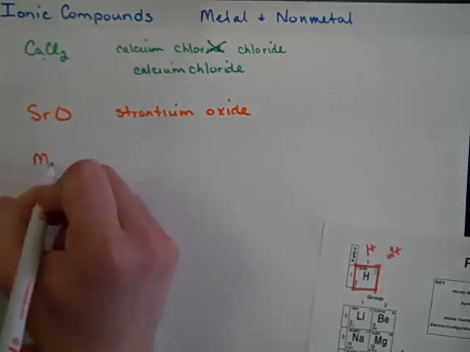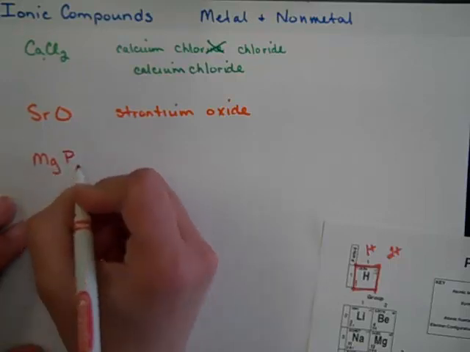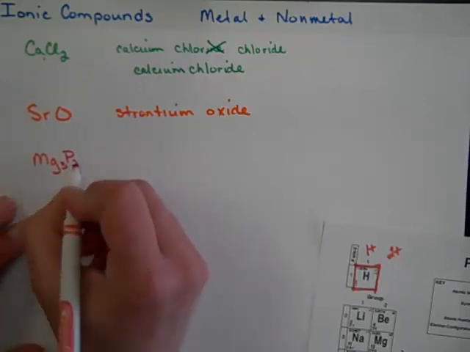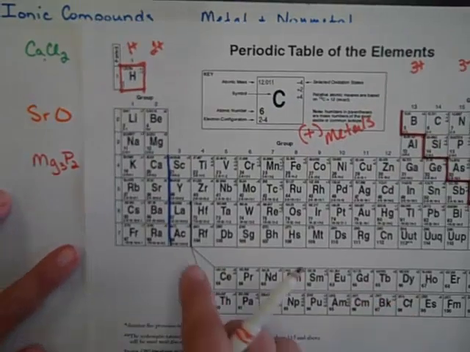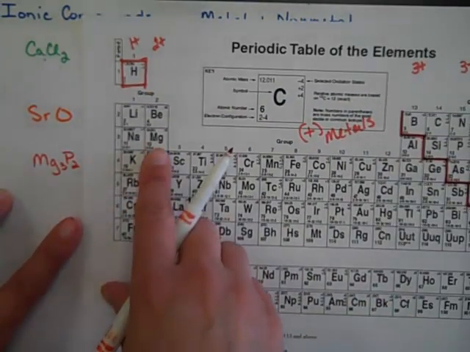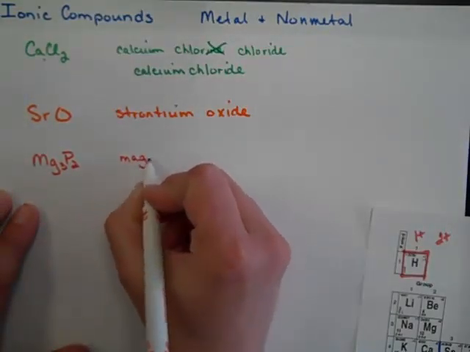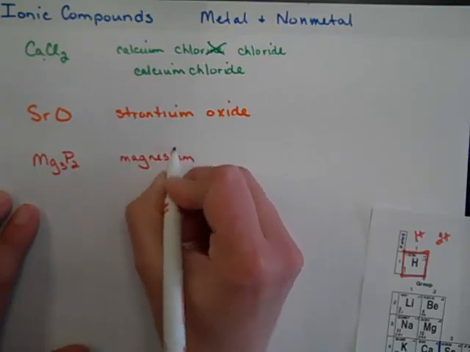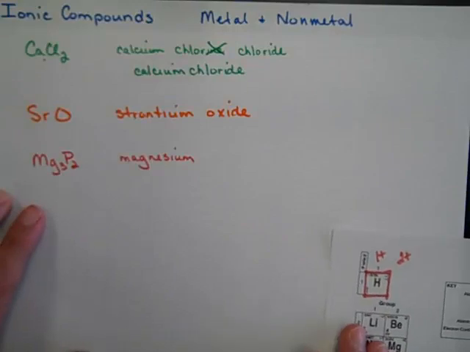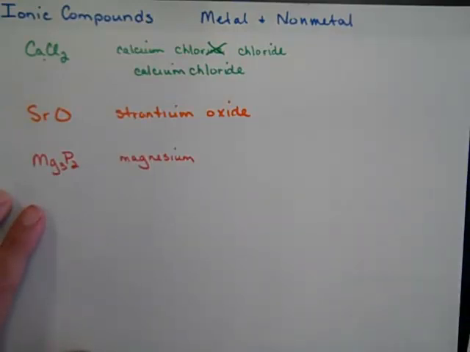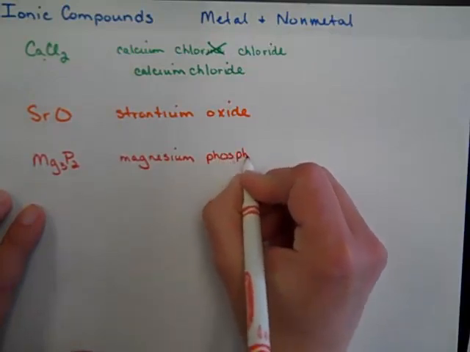What if we have Mg3P2? Again, if we're looking on our periodic table, Mg is right here. This is magnesium. P is over here, which is phosphorus. So changing the ending of phosphorus to IDE, we're going to have phosphide.